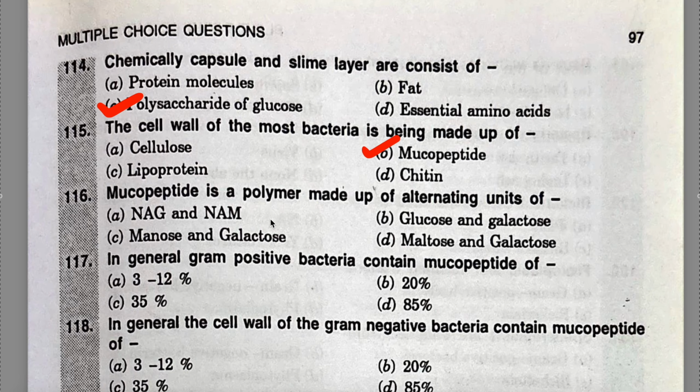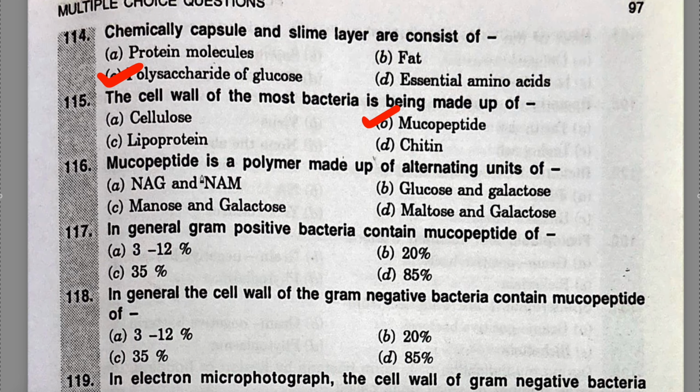Mucopeptide. Yes, option B. 116. Mucopeptide is a polymer made up of alternating units of NAG and NAM, glucose and galactose, mannose and galactose, and maltose and galactose. Yes, we have heard it. Yes, it's option A, NAG and NAM.